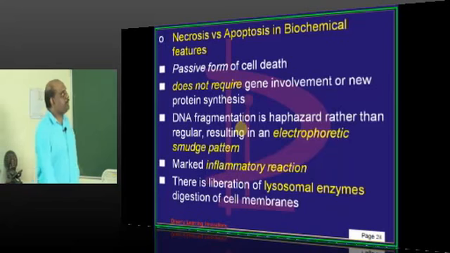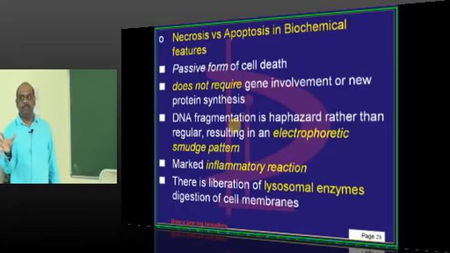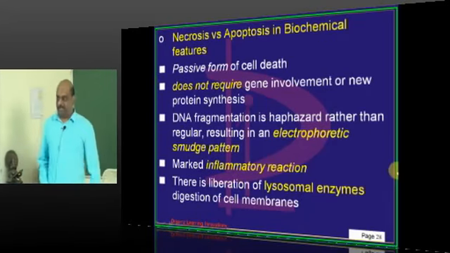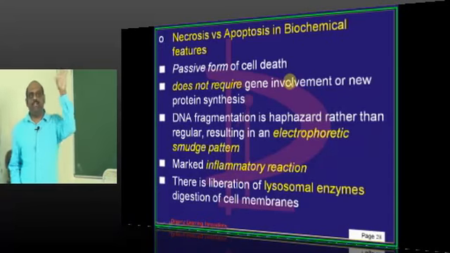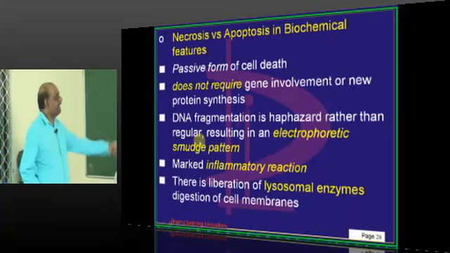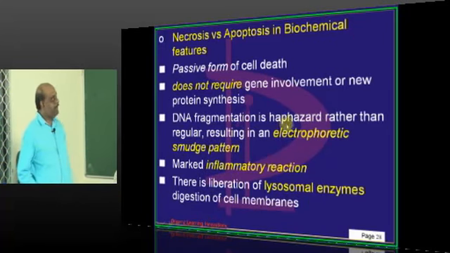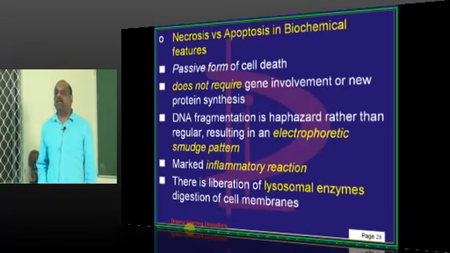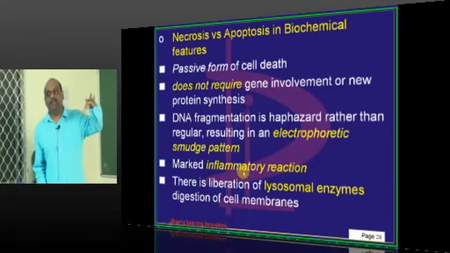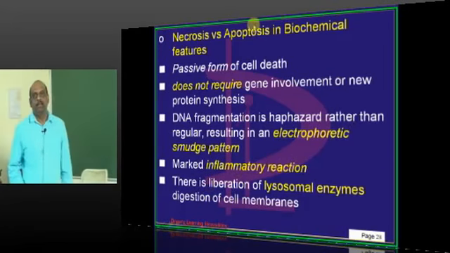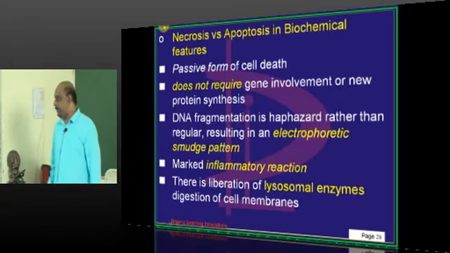Now doctor, necrosis versus apoptosis, what is the difference in the biochemical changes which we have discussed? Necrosis is a passive form of cell death. It does not need any gene involvement or executioner or regulating genes. For dying, no permission is needed. So necrosis doesn't need anything. Then the DNA fragmentation is very haphazard rather than a regular ladder pattern. What do you see in the DNA of a necrosing cell? If you do electrophoresis, a smudge pattern is what you typically come across. A marked amount of inflammatory reaction is what you see in necrosis, which needs to be remembered.